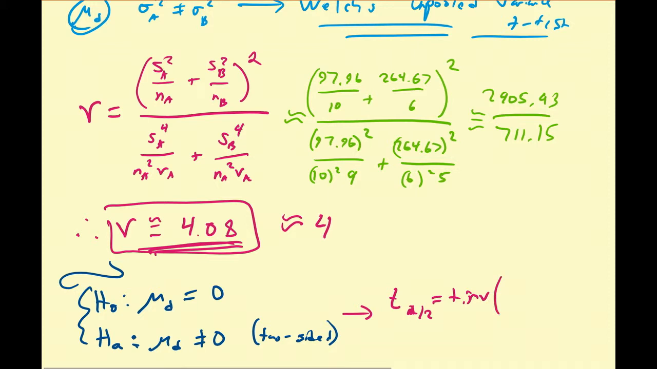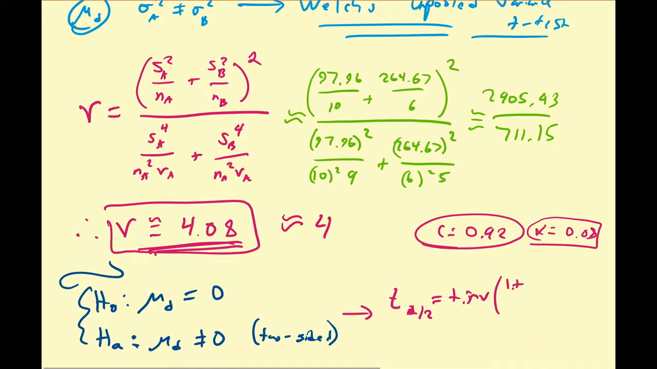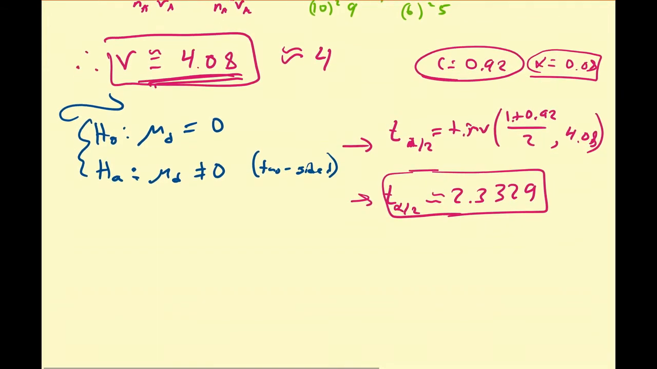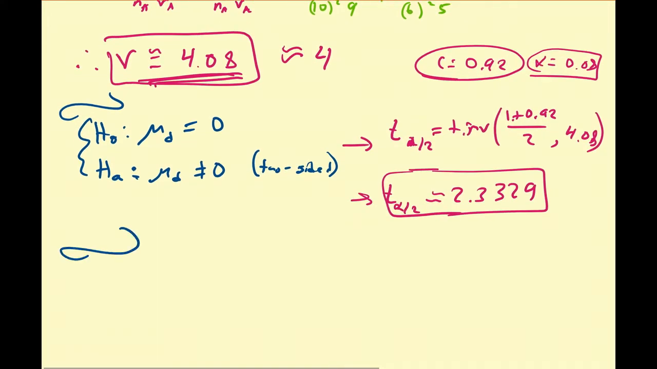So let's operate under a level. What kind of confidence region do we want to work under? Let's work under 0.92. So that's going to be 0.08. So this is going to be 1 plus 0.92 divided by 2, comma, our degrees of freedom. We'll use the exact value of 4.08. So that's going to give us a critical value of approximately 2.3329.